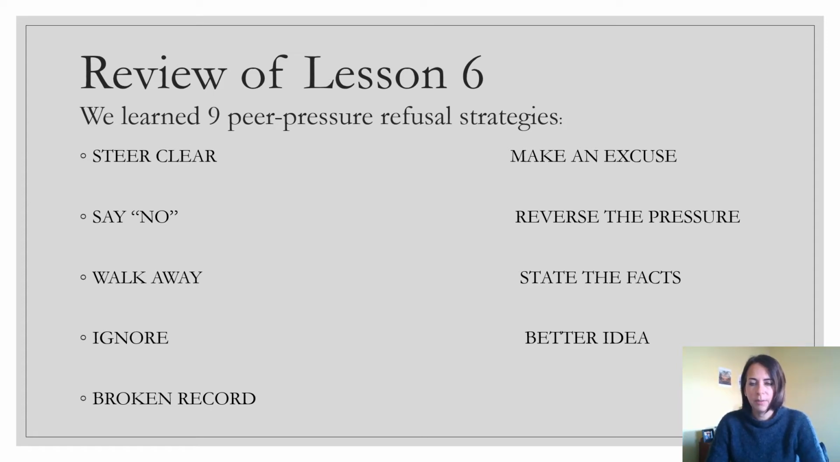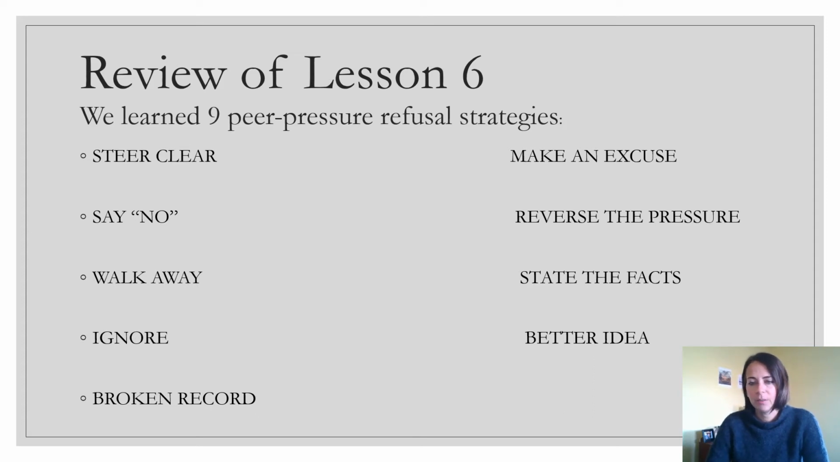So we talked about the first one, steer clear. So that's, if possible, avoiding the situation. Say no. Okay, so many ways to say no. Make sure that when you're saying no, you say no assertively, so in a firm voice, so they know you are serious. Okay, so a firm, confident tone of voice. The next one, walk away. Walk away to a safe place, okay, where there's people that might be able to help you, maybe adults or other friends that might be able to help you in the situation.